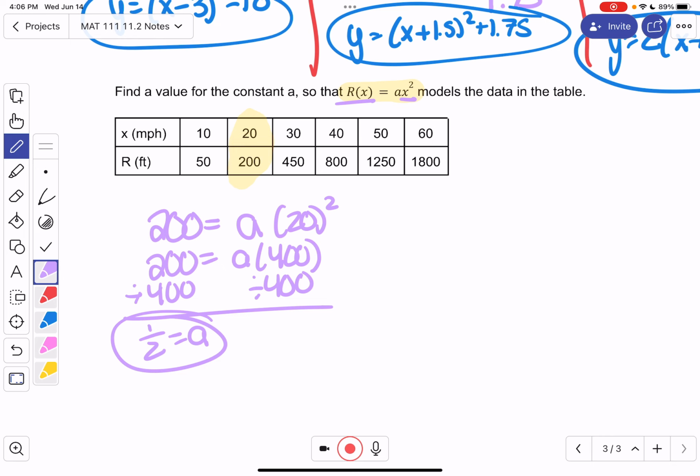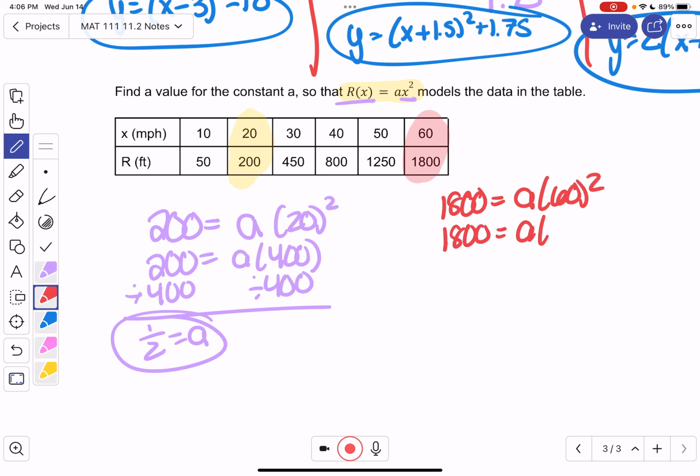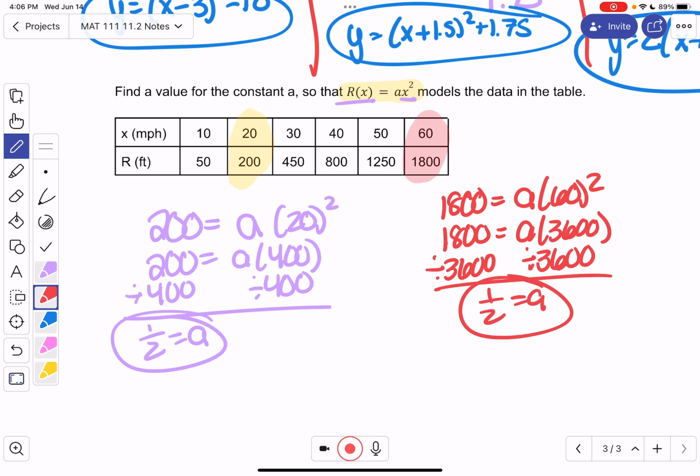Now, I just want to show you, let's say you picked a different one. Let's say you picked this one. We would do 1800 equals a times 60 squared. 60 squared is 3600. Divide both sides by 3600. And we still get 1/2 is a.